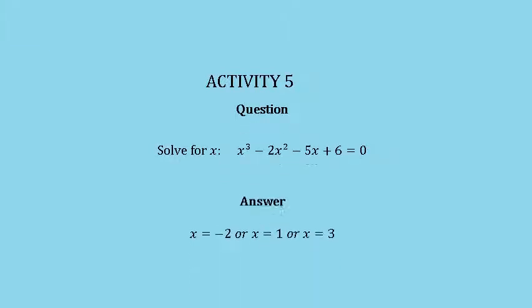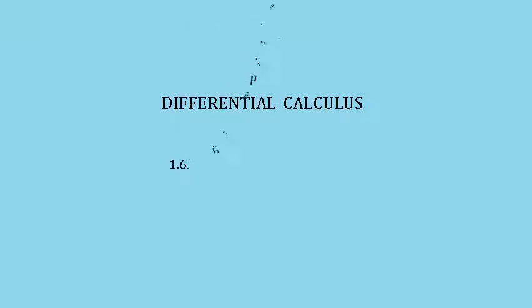In the previous lesson, we had an activity, which was activity 5. And then this was the question. Here is the answer: x equals -2 or x equals 1 or x equals 3. The chapter is still differential calculus. And today's topic is graphing a cubic function, meaning that we are going to sketch a cubic function.